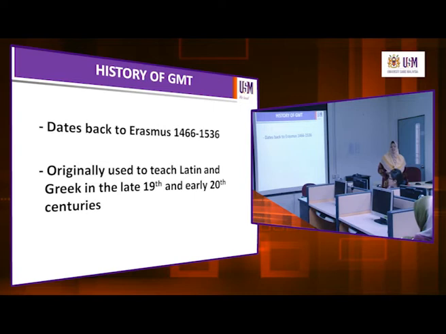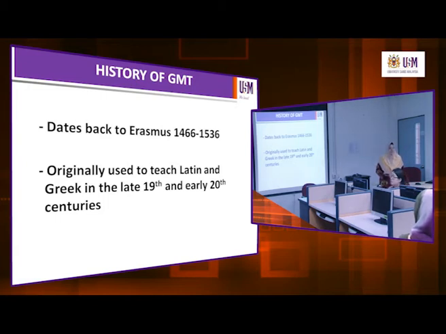Actually, it is very, very old. It dated back to Erasmus, 1466, in the 15th century to 1536. So the method of grammar translation has been advocated since the 15th century. It was a long time ago. The method was being practiced, but the name was not GTM. It was something else. We didn't know what it was called, but the practice, the method was found as early as in the 15th century.